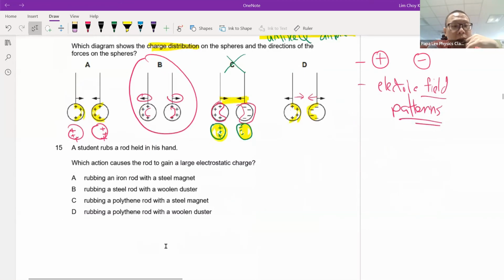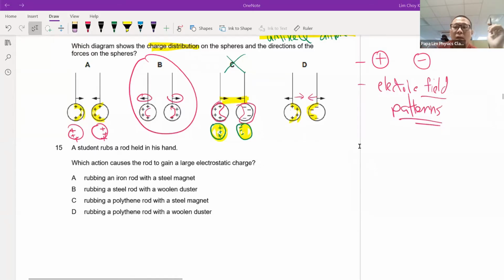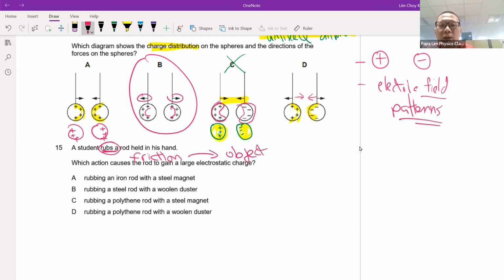Okay, rubbing, gaining of positive charge and negative charge. So we'll take a look. If you look at charging by friction and rubbing, one of the characteristics of why I would want to use charging by friction, why we use rubbing, is because the two objects that I have are actually non-metal. So this is a method that is commonly used for non-metal objects.